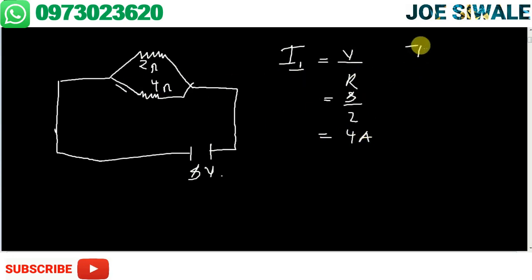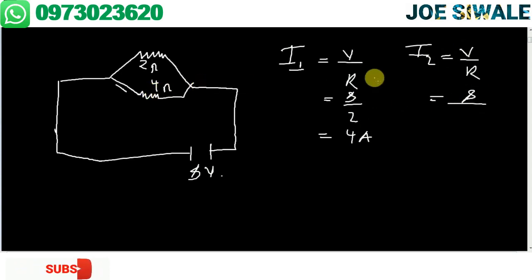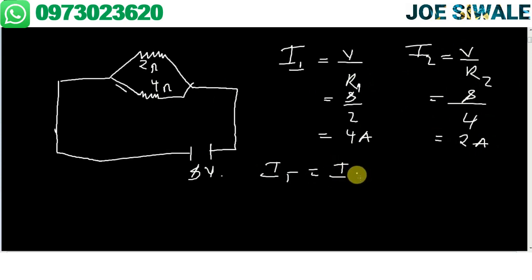To calculate our current 2, we say voltage divided by resistance. Our voltage is always the same, so we use 8 volts divided by resistance 2. That was resistance 1, sorry, and this is resistance 2. Resistance 2 is 4, so that's 2 amps. To calculate our total current, we add current 1 plus current 2. That is 4 amps plus 2 amps. Our answer is going to be 6 amps.